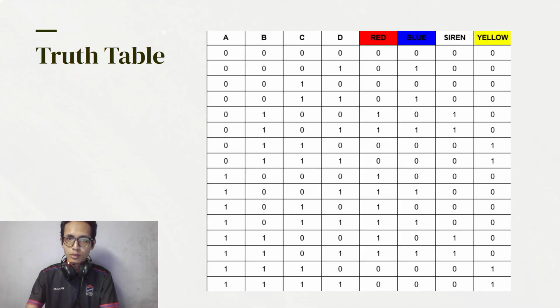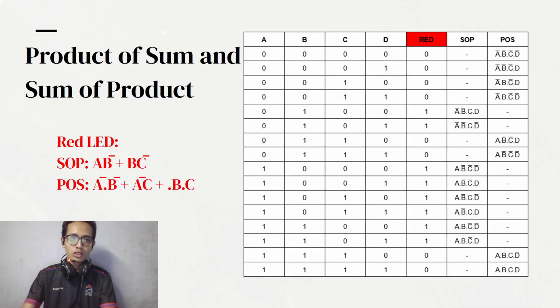Next is the truth table. We have 4 inputs and we have 4 outputs. This is our product of sums and sum of products. This is for the red LED. For the sum of products it is AB' and BC'. For the POS, A' B' plus A' C plus BC.